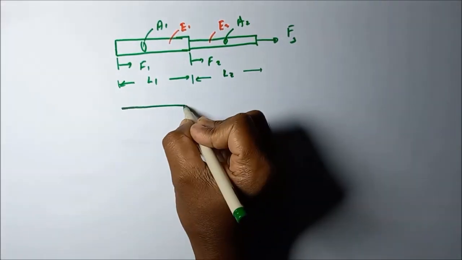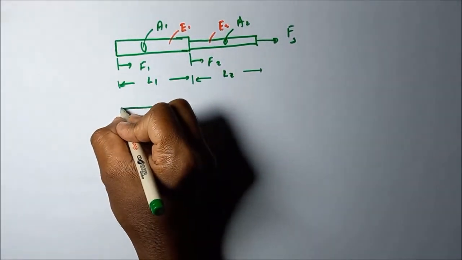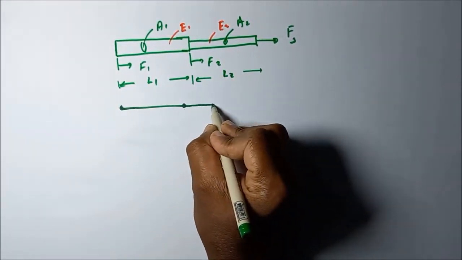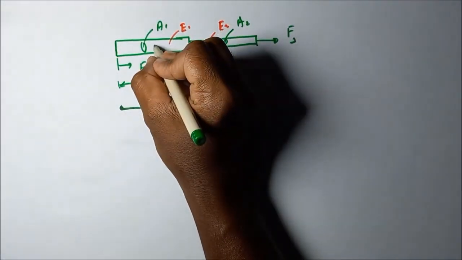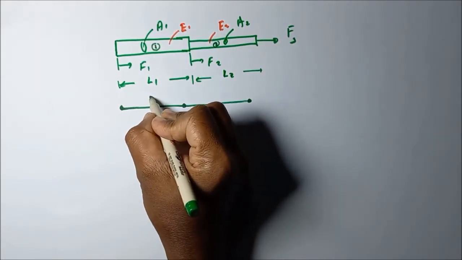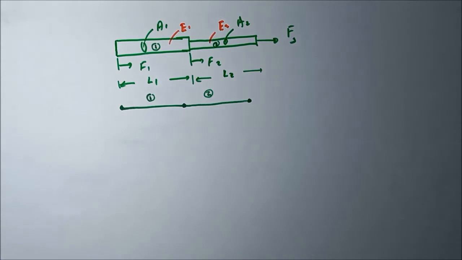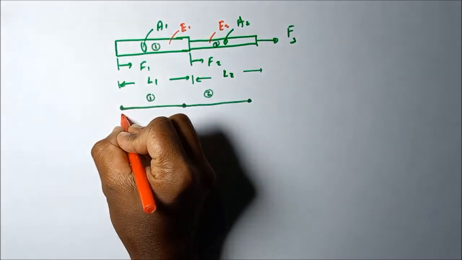Line elements, because all the forces are acting in the axial direction, so it is easy to use line elements to represent this. That means I'm going to use two line elements to represent the first bar and the second bar. This one is called the first element, and this one is called the second element. Then the forces acting on these elements we can represent in this manner.